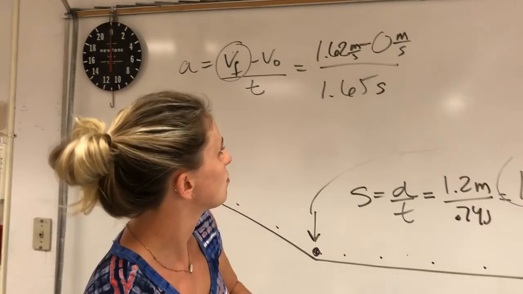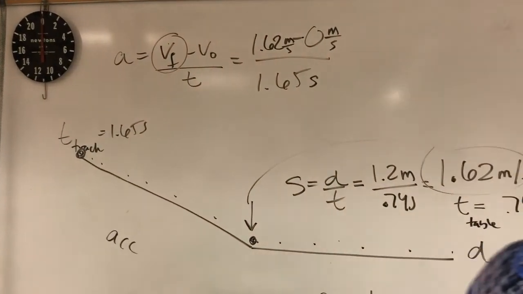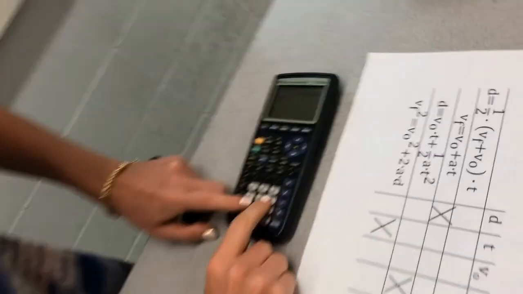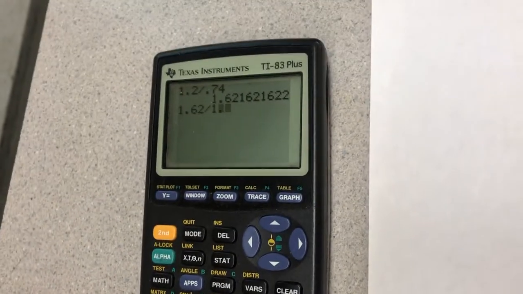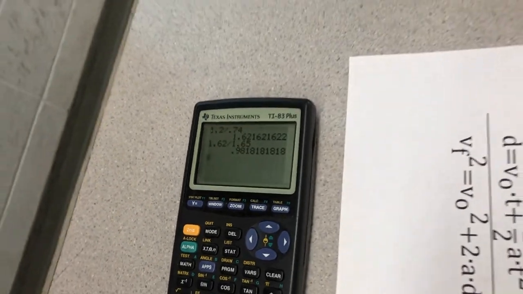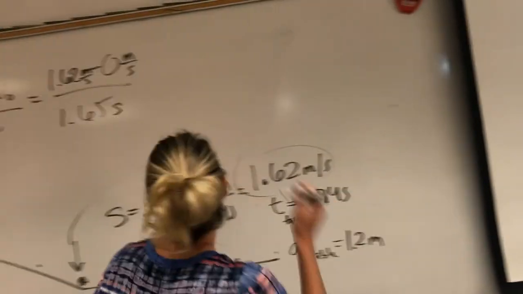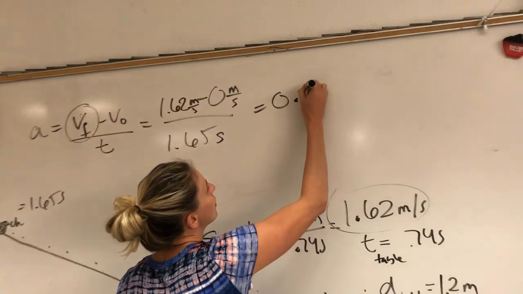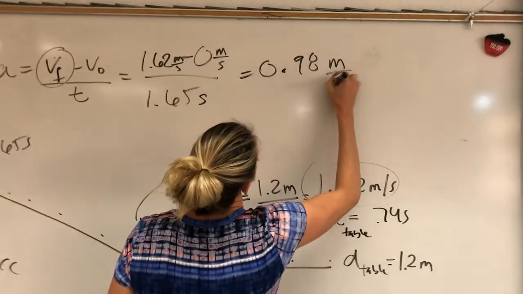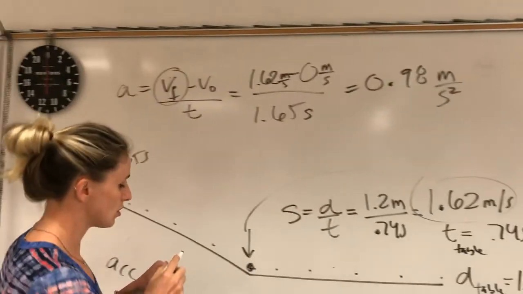Okay, this looks like it's going to be close to 1. A little bit less. Yeah, 1.62 divided by 1.65, and I get 0.98. 0.98 meters per second squared.